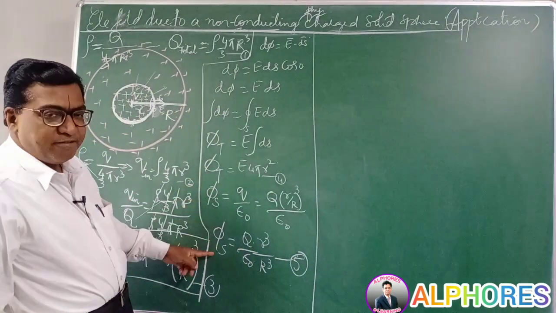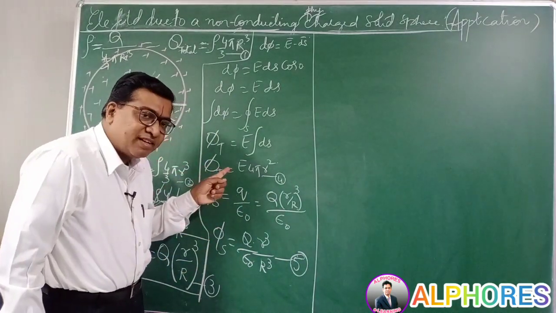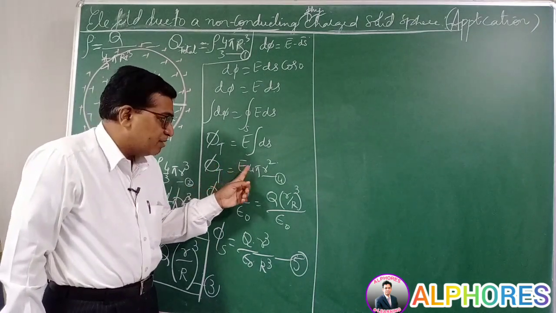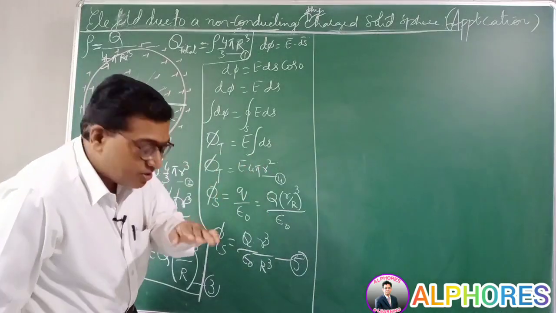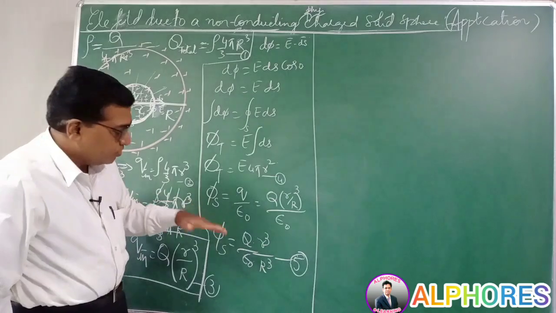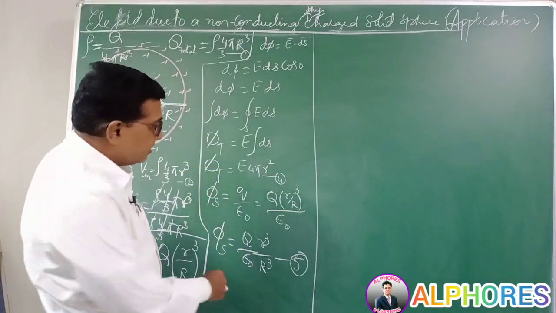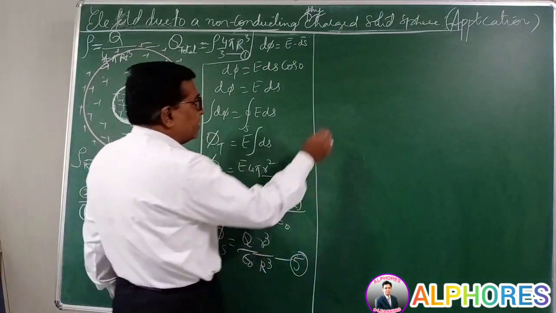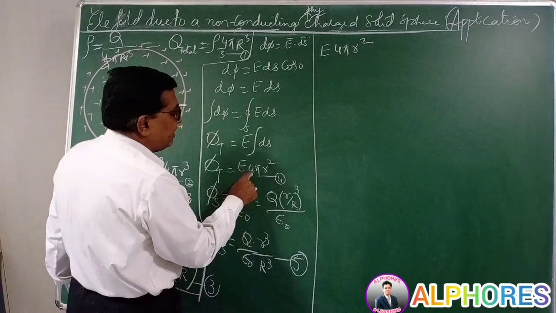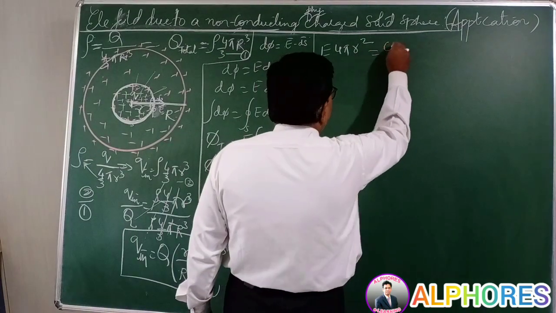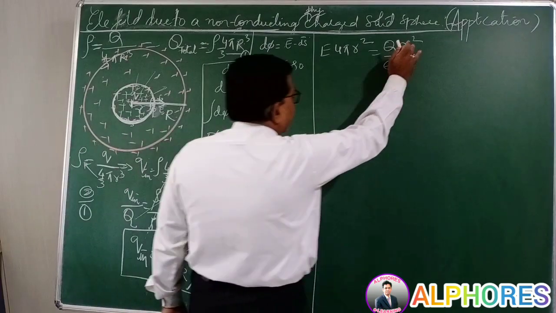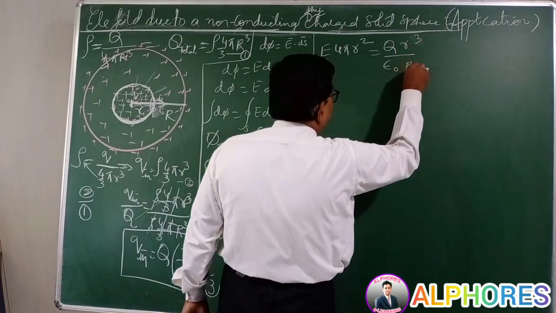Now equating 4 and 5. By definition of the electric flux, the total electric flux through the enclosed surface is E times 4 pi r square. According to Gauss law, the total flux is Q by epsilon naught times r cube by R cube. Both mean the same, so the left hand sides are the same. Equating the right hand sides, E into 4 pi small r square is capital Q into small r cube by epsilon naught capital R cube.